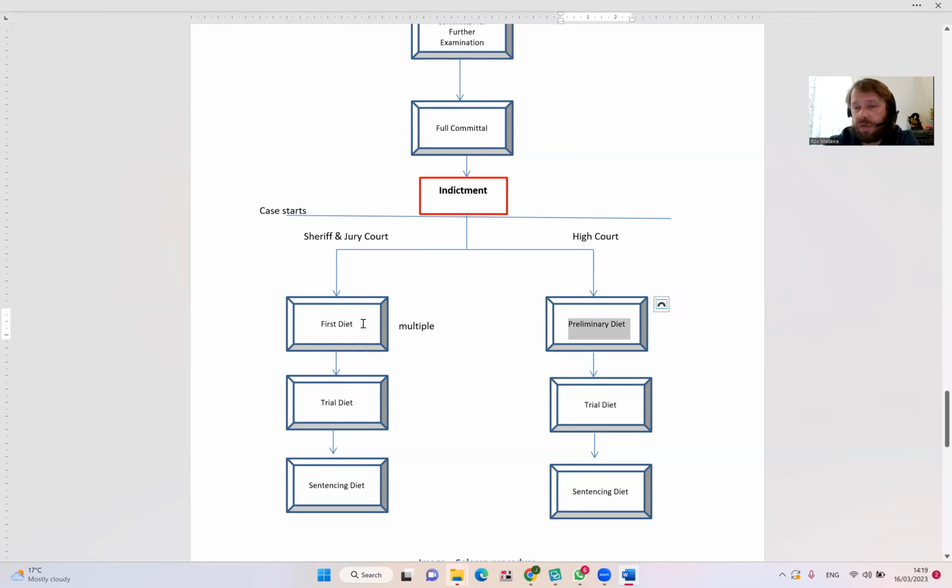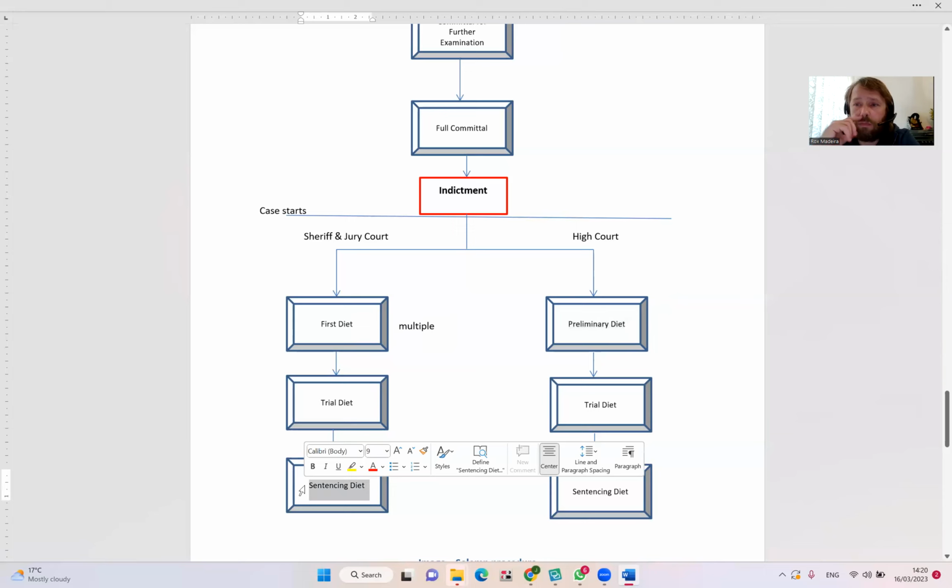The first diet can be continued to another date if one of the parties or both parties are not ready to proceed to trial. They would adjourn, maybe for 2 weeks or a month, to see whether you would be ready to proceed to trial. And when both parties are ready, or when the judge determines that the trial should start, then the trial starts. At the end of the trial, if the accused is found guilty, you then go on to a sentencing diet.